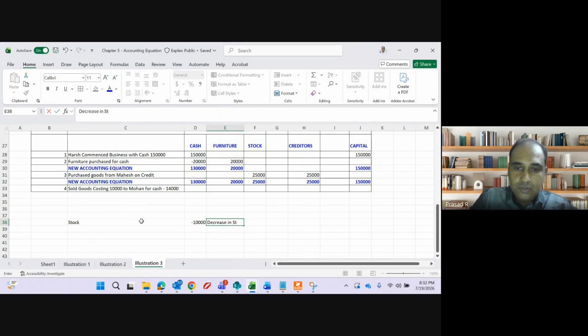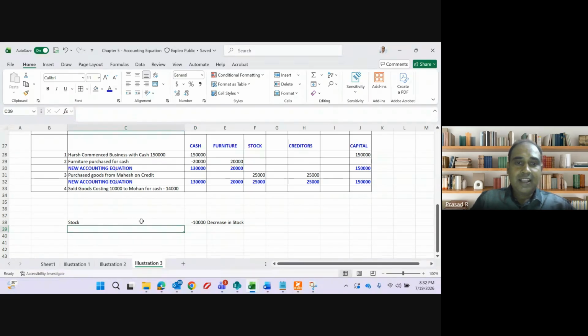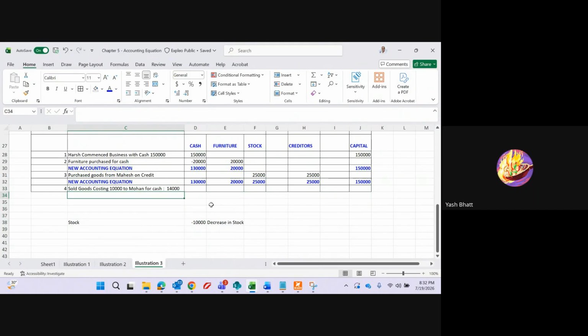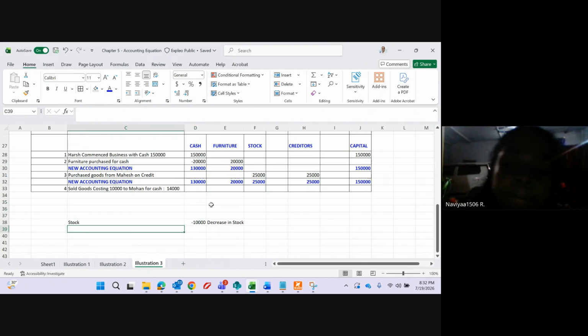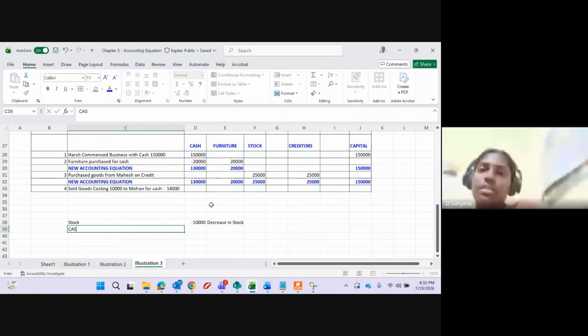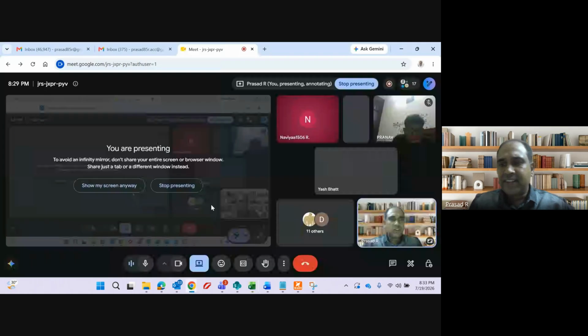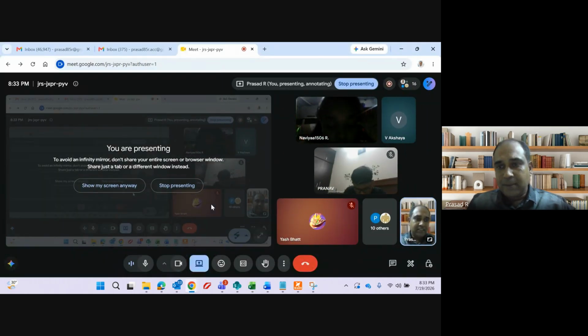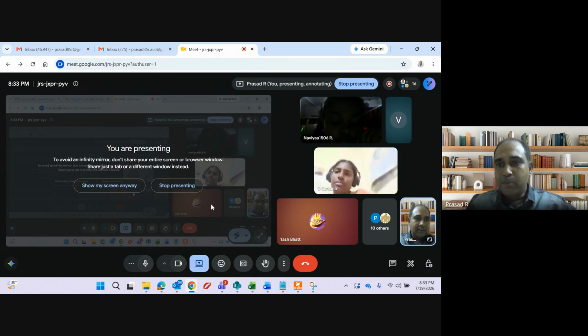Decrease in stock, 10,000 rupees. How much is the amount I have sold it for? 14,000. In cash or credit? Cash. So why have they given Mohan's name? When I sell something in cash to someone, is Mohan's name required?